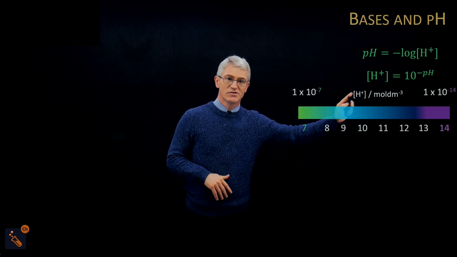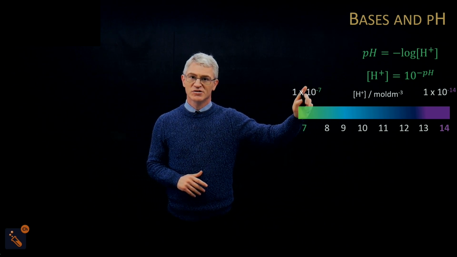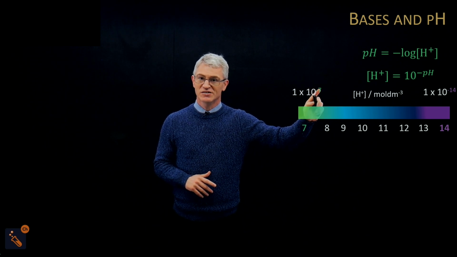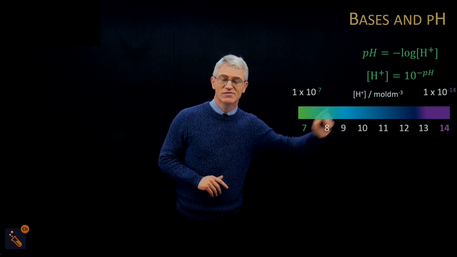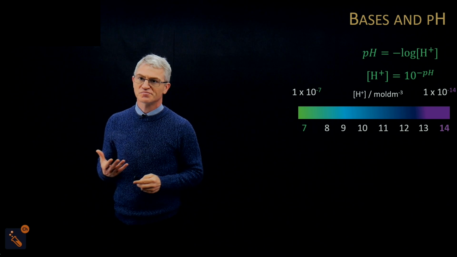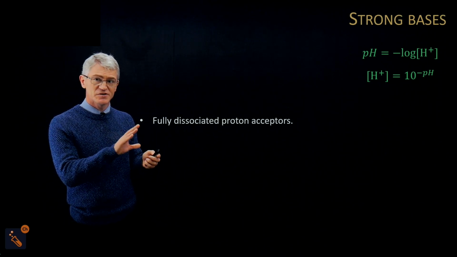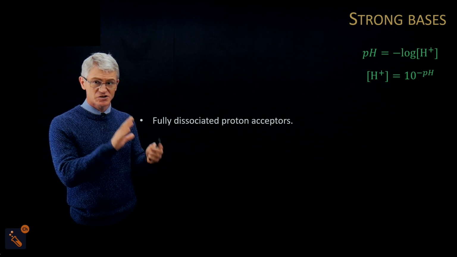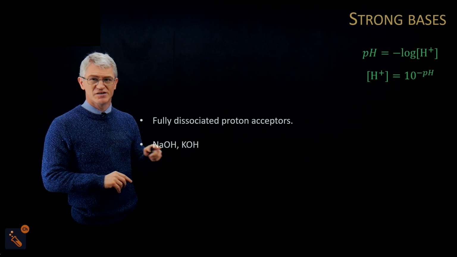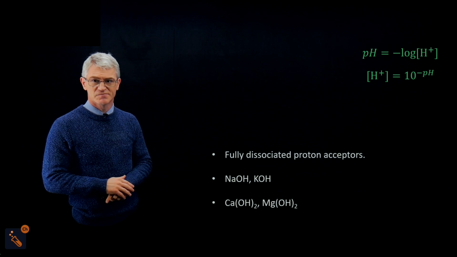Let's go from pH 7 to pH 14. Remember, that number is the hydrogen ion concentration, and the power you raise it to, if it's -7, just means that pH is 7. If it's -14, and so on, 8, 9, 10, 11, 12. Now, we're assuming that they're fully dissociated proton acceptors, and that means you're only going to get ones like this, hydroxides. And you might get slightly more complicated ones like this.